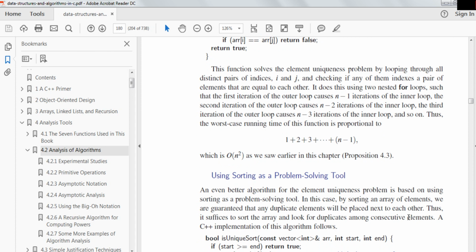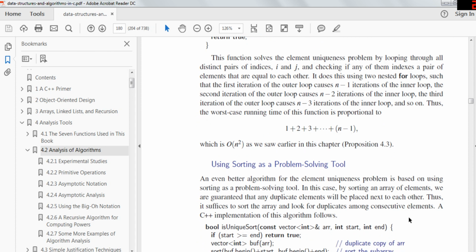The third one does n minus 3 iterations of the inner loop, and so on. Thus, the worst case scenario is n minus 2, adding them: 1 plus 2 plus 3 plus 4 up to n minus 1.